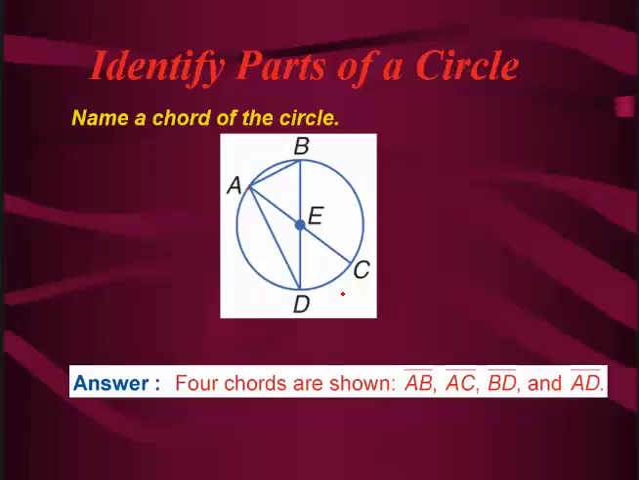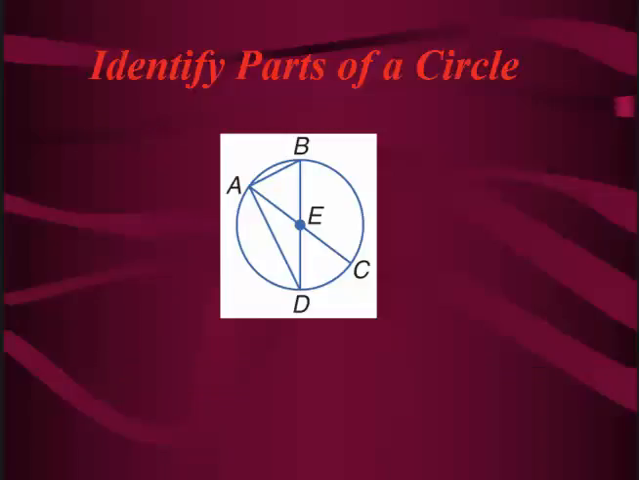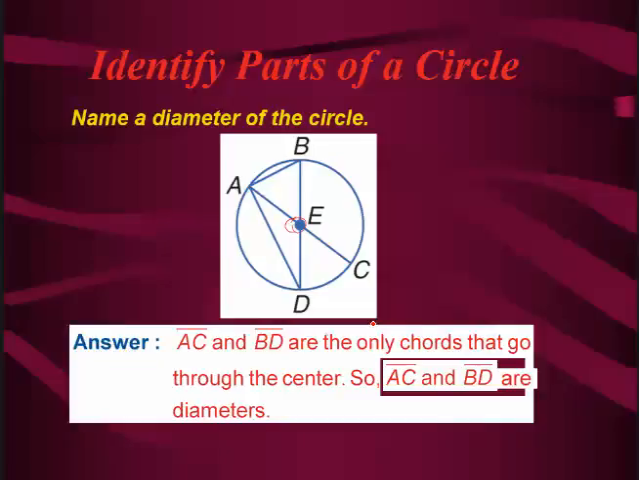So then our next question is, same circle, name a diameter. Remember, a diameter is a chord, so it has endpoints on the circle, but it has to go through this center point here. So what 2 chords do you see going through that center point? You see BD and AC.